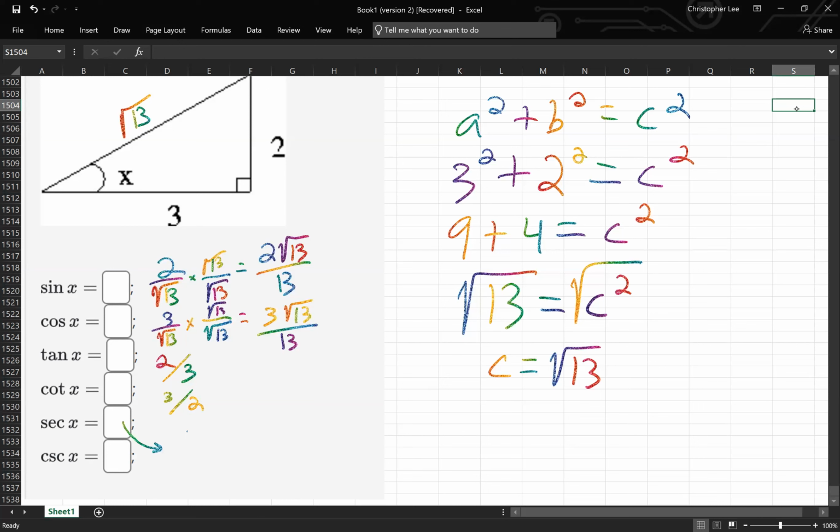Square root 13 over what? Over 3? Yeah, that's right. And what's that cosecant? Square root 13 over 2. Very good. I'm impressed. All right.